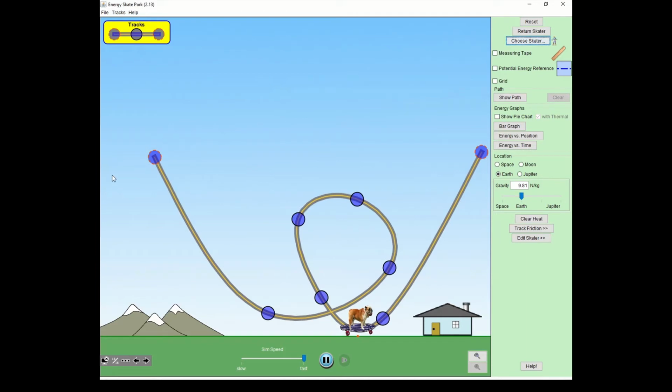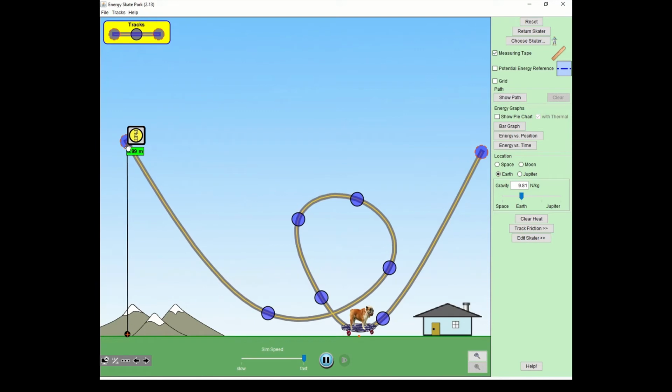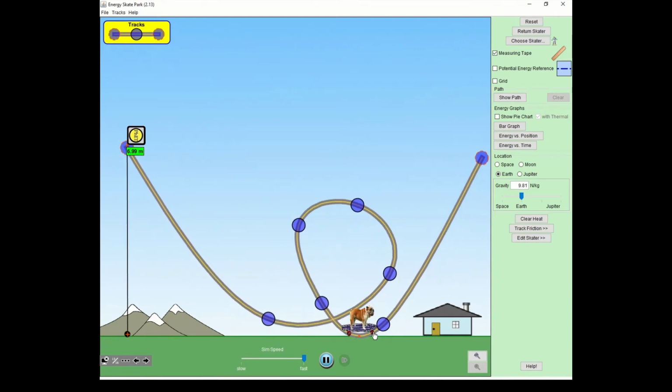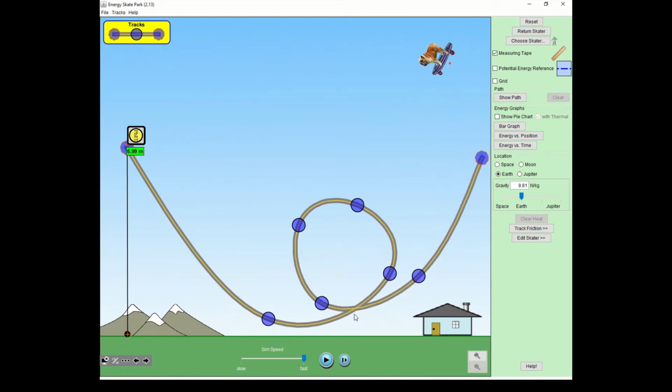In the question it says, what will happen if a 20-kilogram bulldog starts from a height of 7 meters? So we're going to start from a height of 7 meters. There we go, close enough. So he starts from a height of 7 meters. Let's pause it. Okay, so we're starting from a height of 7 meters.